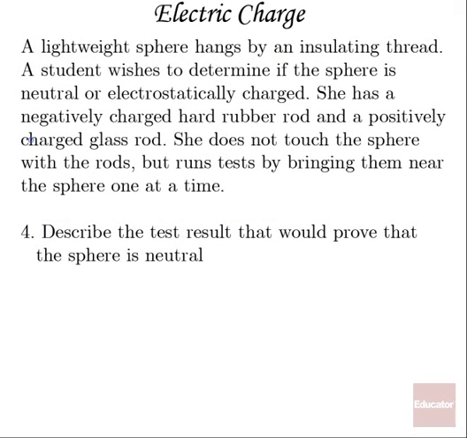Number 4, a lightweight sphere hangs by an insulating thread. A student wishes to determine if the sphere is neutral or electrostatically charged. She has a negatively charged hard rubber rod and a positively charged glass rod. She does not touch the sphere with the rods, but runs tests by bringing them near the sphere one at a time. What test result would prove that the sphere is neutral? Well, a neutral object can be attracted by positive and by negative objects.